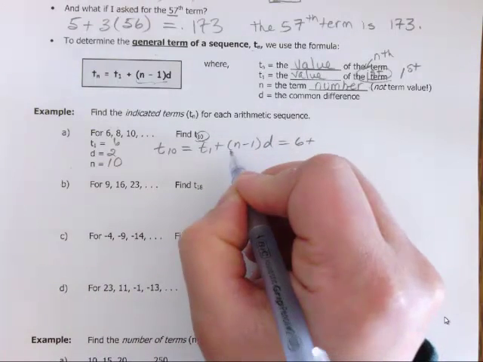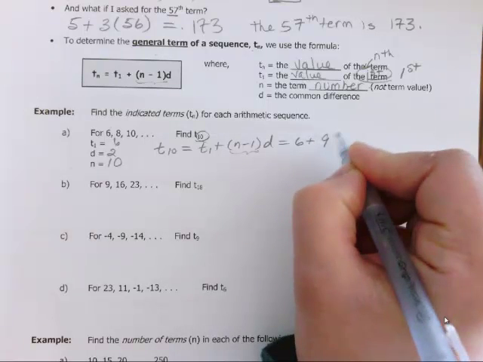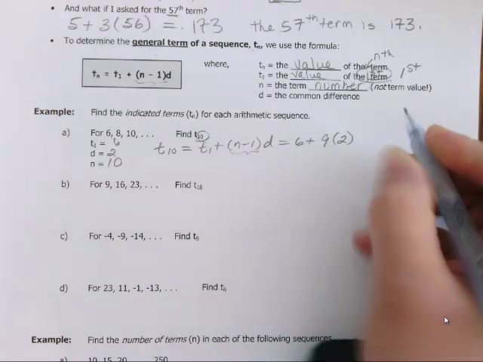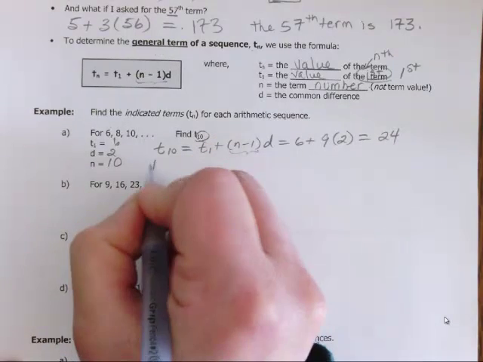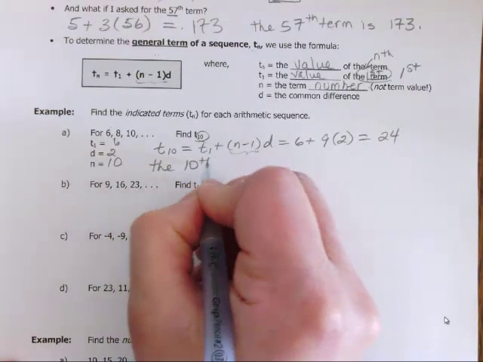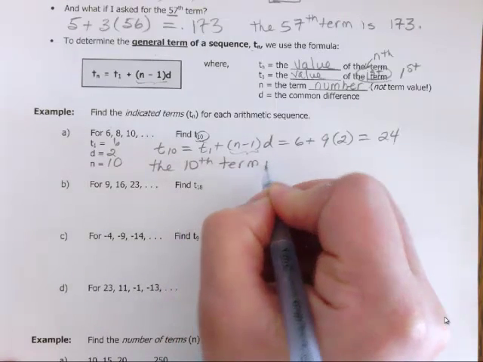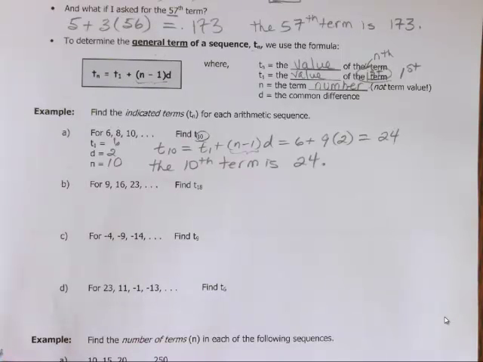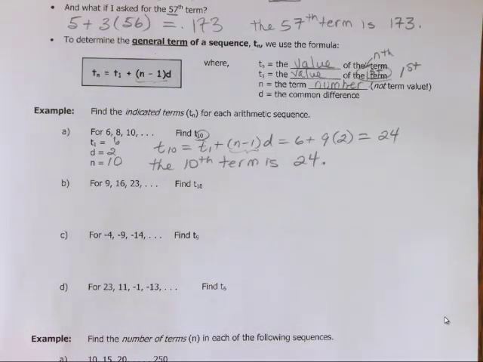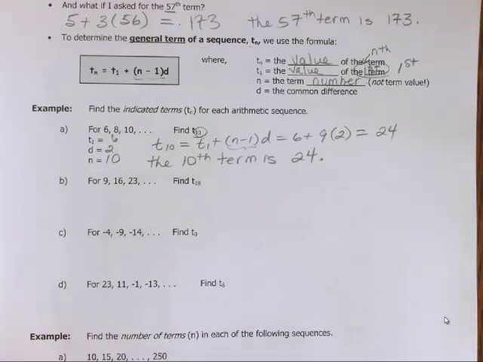So what is n minus 1 going to be? That's just going to be 9. And times 2, that's the common difference. And we get that equals 24. So the 10th term is 24. Okay? I want you to hit pause, and I want you to try the next question. And I'm going to come back with the solutions.